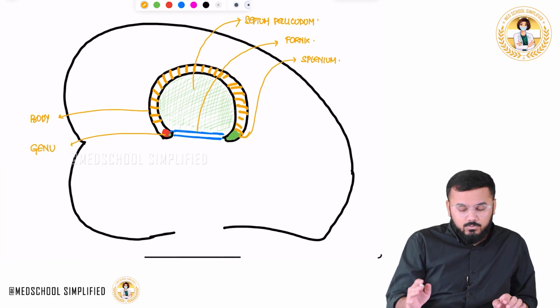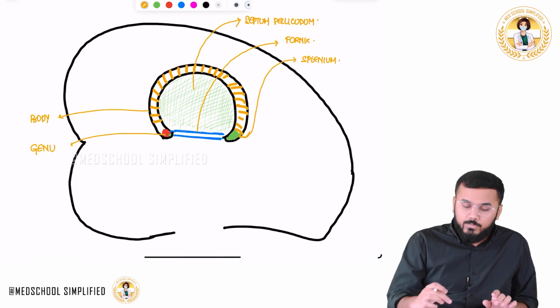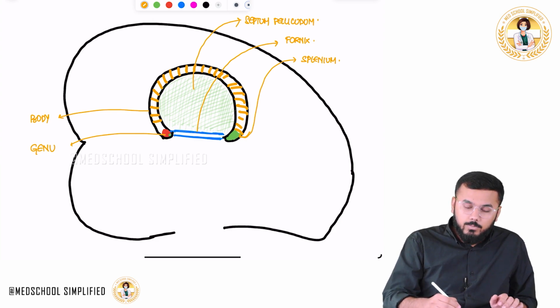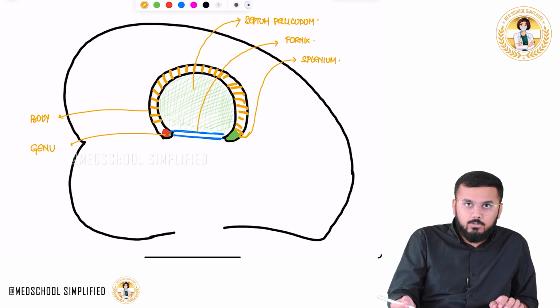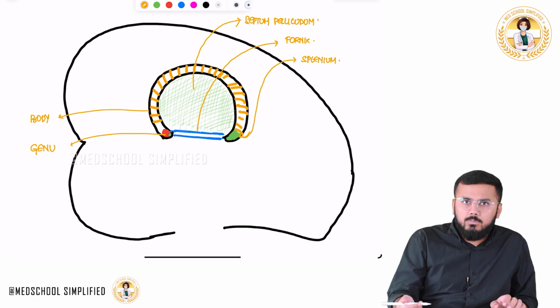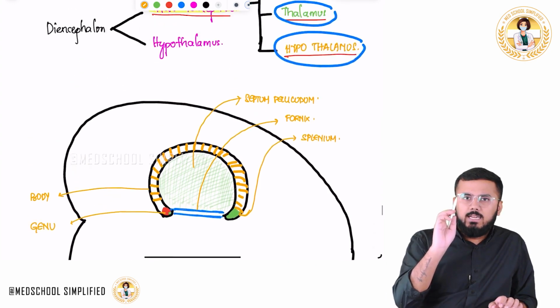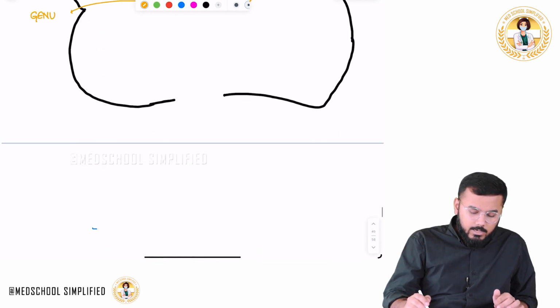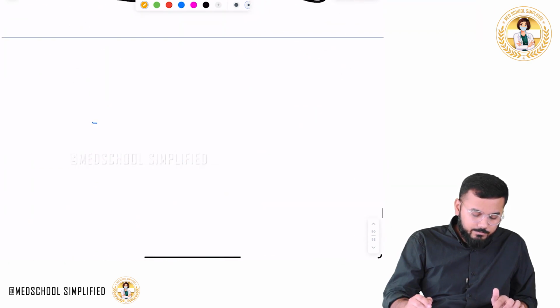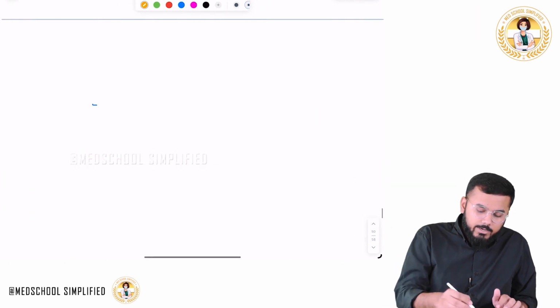So what are the structures we have discussed? We have discussed the body, the genu, the septum pellucidum, the fornix, and the splenium. Now you might think that beneath this corpus callosum the septum pellucidum is attached along the entire length of the corpus callosum. No, actually the septum pellucidum is attached exactly in the center. For example, let me draw this picture over here and explain this to you.